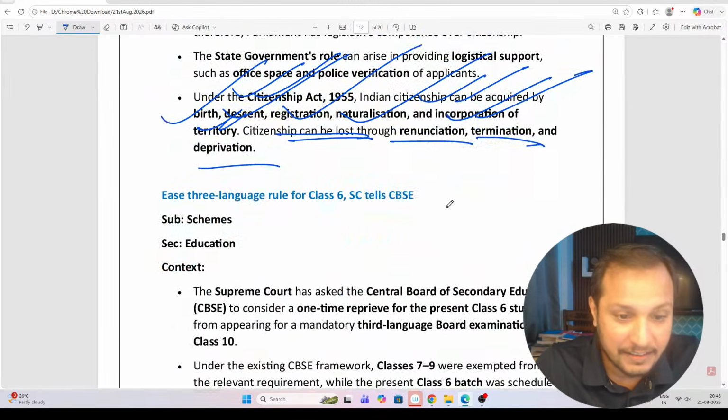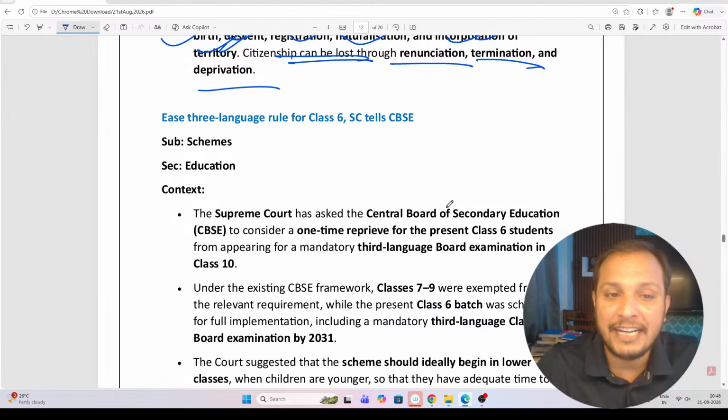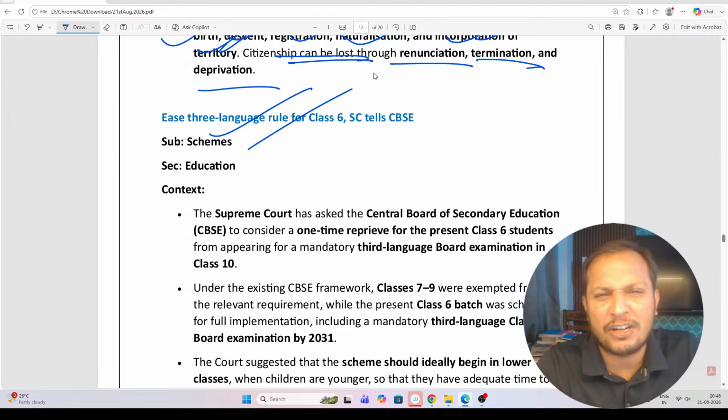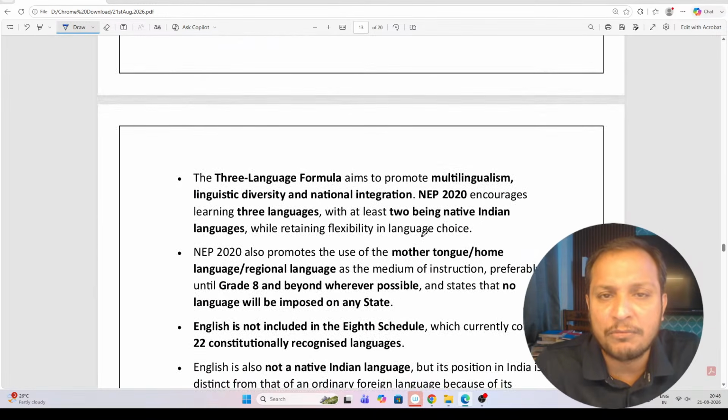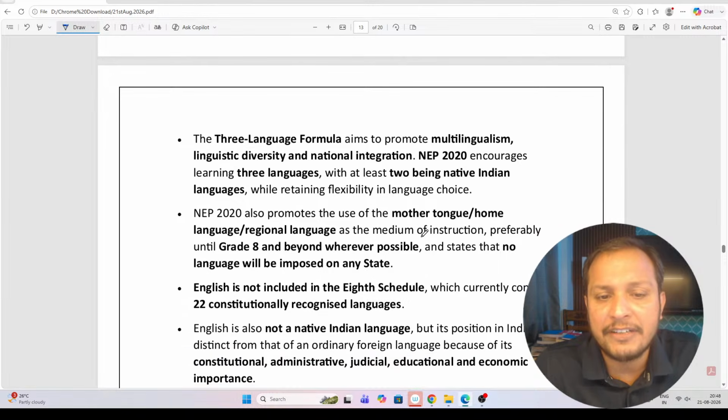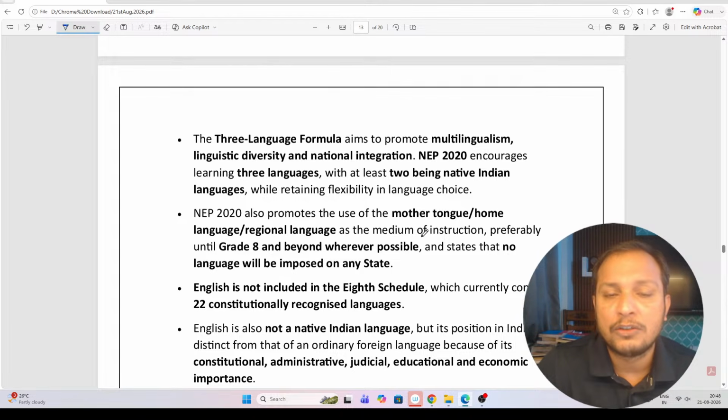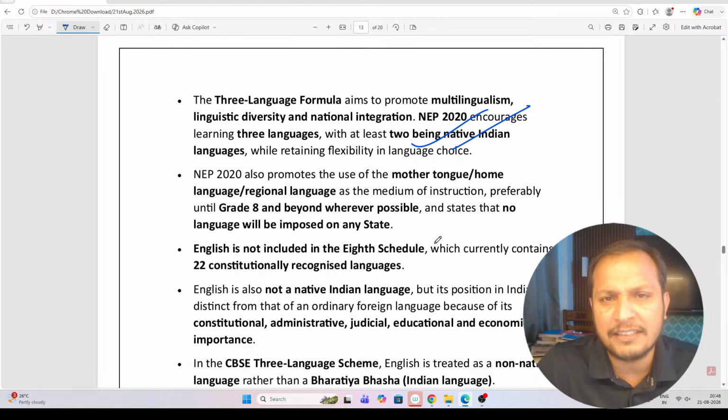Okay. Next, guys, three language issue, guys. This is not that important. You can go and read, guys. Under the National Education Policy 2020, three language formula was given where every student has to read three languages. Two languages can be native. So in this, guys, there is a lot of controversy happening, particularly in the southern states.